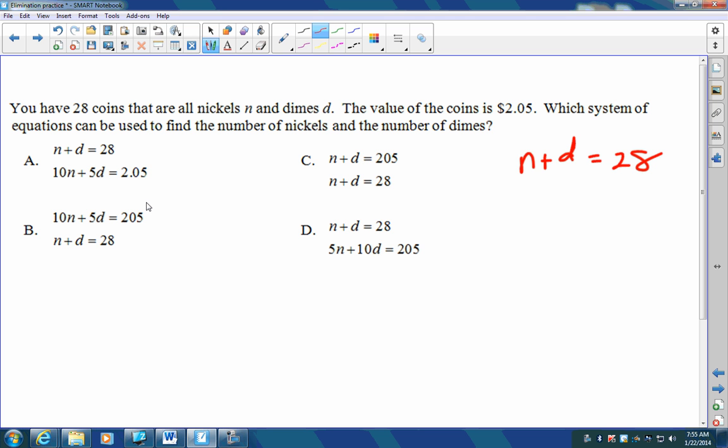Now, when you talk about the value, remember, nickels, 0.05 times the nickels plus dimes, 0.10 times the dimes is 205. What's wrong with this one? This one says it's 10 cents times a nickel. Or it actually says 10, not even a cent. This isn't right. This one, they did not even put the dollar amounts on there, like the 0.05 and the 0.10. Well, wait a minute. This is 10 times N. N is a nickel.